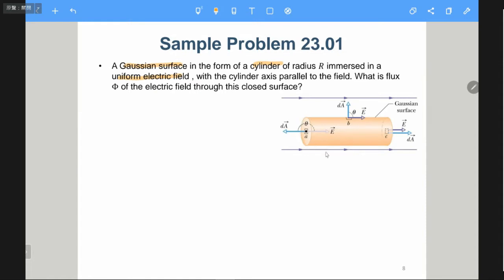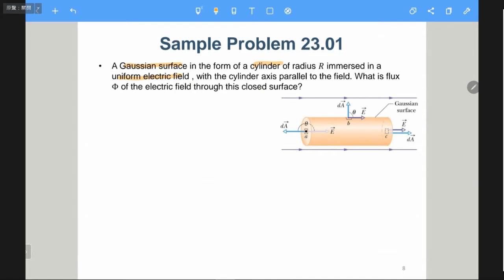So this is a cylinder. We have two circles in parallel, and then we connect all the other points together. This is the axis, which is parallel to the line connecting the centers of the two circles, and it is parallel to the field. Now we can see the field is pointing to the right side, and what is the flux through this closed surface?